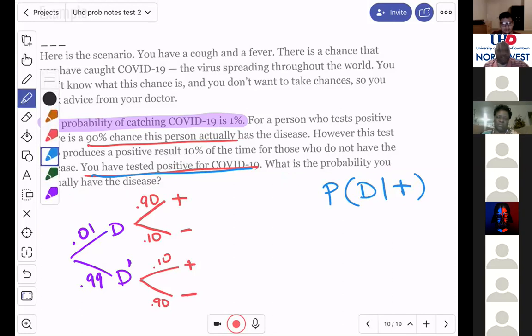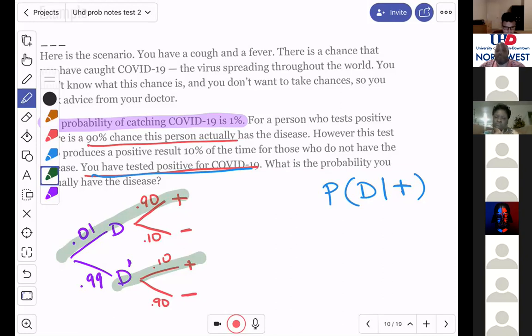So who am I interested in? Let's say the top branch. I'm interested in which branches? I'm interested in this branch right here because they did what? They tested positive. I'm also interested in what branch? This branch right here because they also did what? Tested positive. And here's the assumption we're making. We're making the assumption that these events are independent of each other, although they're really not.